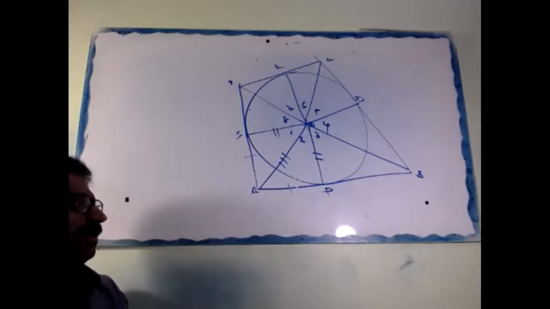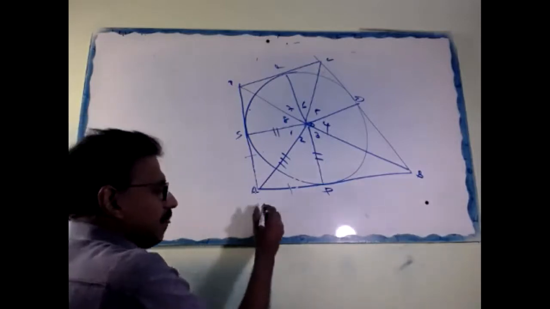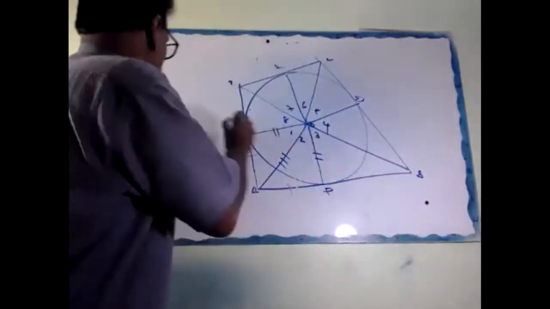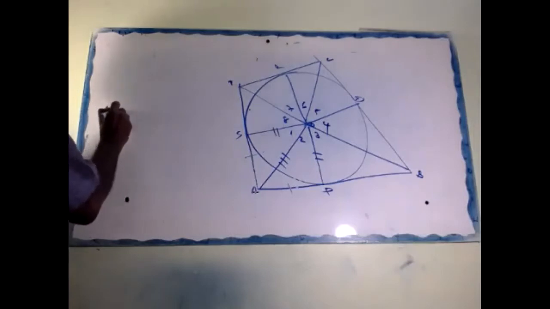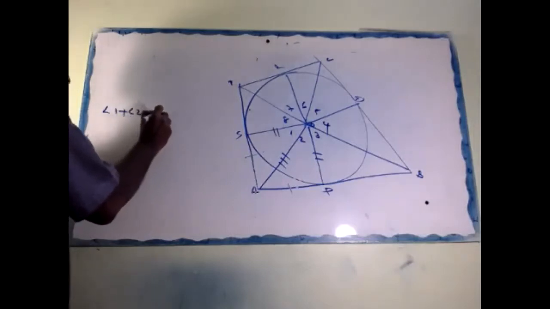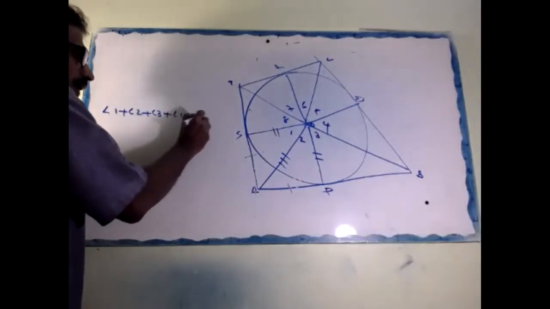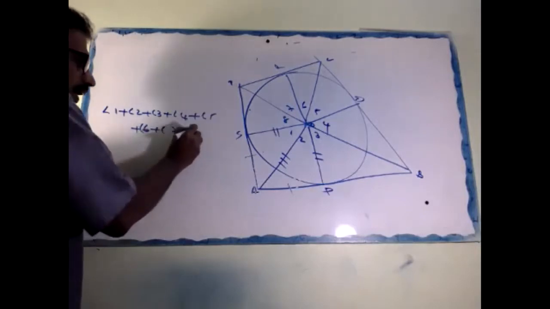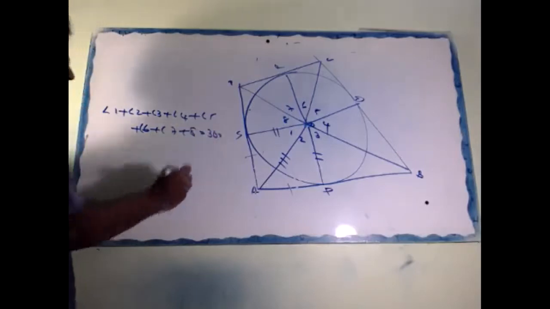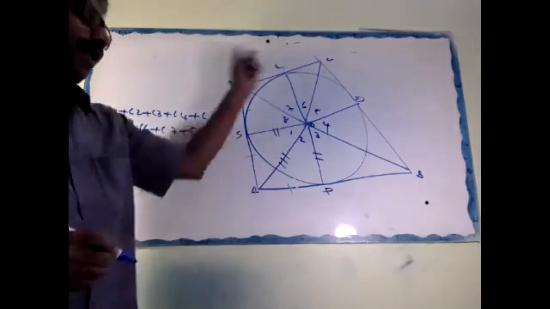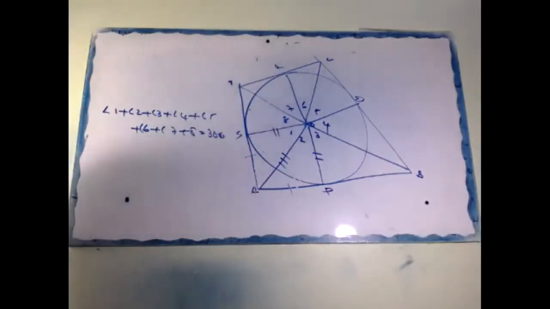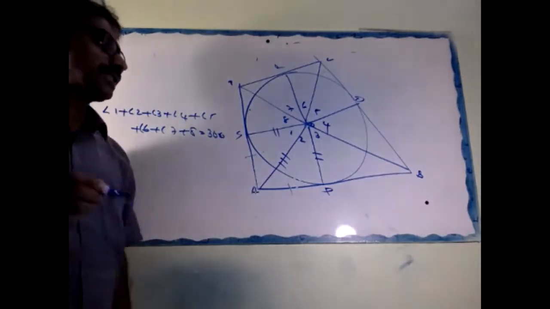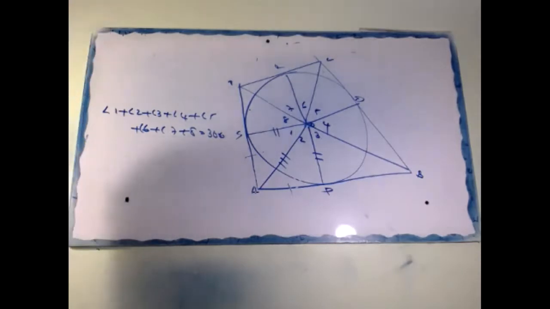Okay. Now, look here. Angle 1 plus angle 2 plus angle 3, angle 4, angle 5, angle 6, angle 7, angle 8 equal to 360. Angles around a point. Correct or no? 1 plus 2 plus 3 plus 4 plus 5 plus 6 plus 7 plus 8 equal to 360.